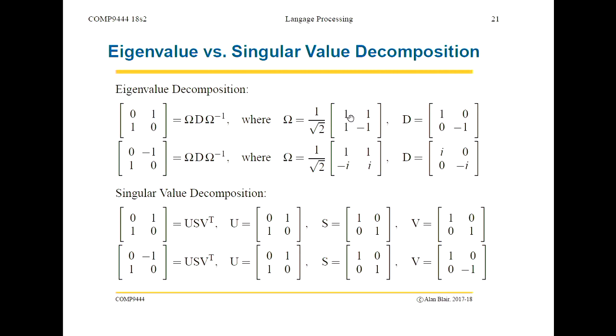If you compute the eigenvalues of these two matrices, you find that the first has a negative eigenvalue, and the second has complex eigenvalues. In general this can happen, but the singular value decomposition never has negative or complex values. The singular values are always real, and they're always non-negative. They're never negative. So this would be the singular value decomposition of these two matrices.